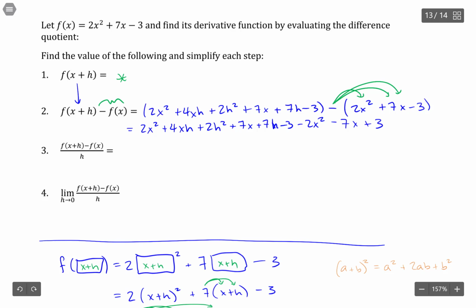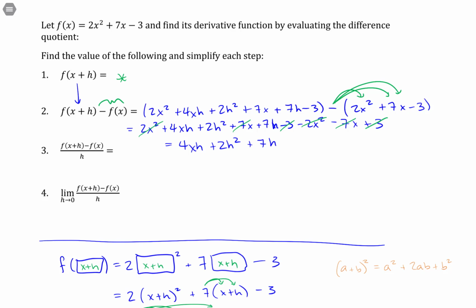So I have some things that will actually cancel now, which is great because this is getting to be a very long equation. So positive and negative 3 will cancel. Negative 7x and positive 7x will cancel. Negative 2x squared and positive 2x squared will cancel. So all that remains at this point is just 4xh plus 2h squared plus 7h, and I think that's it. So that's going to be the answer to part 2.